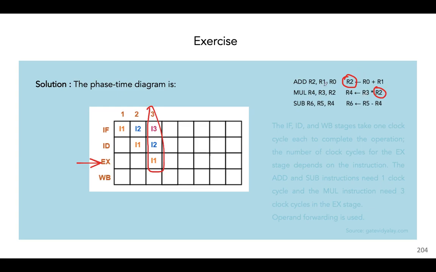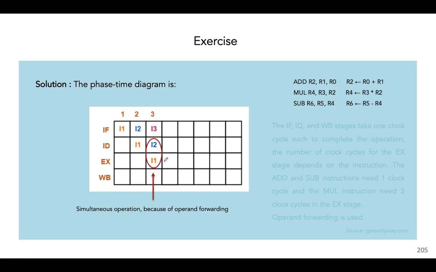But see, the add instruction is still being executed, which means this operand is not yet available. But I2 is fetching it. How is that possible during the same clock cycle? This is possible because of operand forwarding, sorry. This is because of operand forwarding. You see, we discussed operand forwarding before.